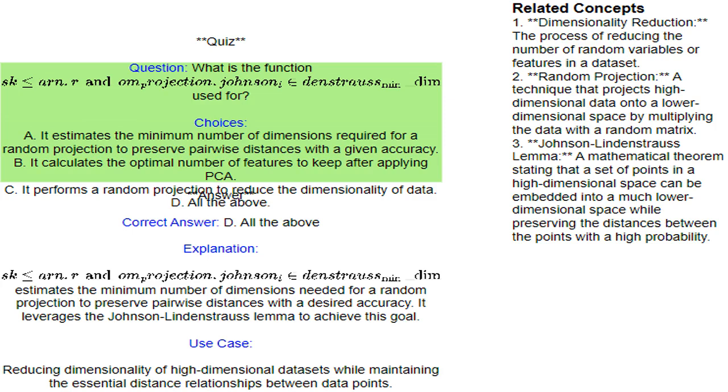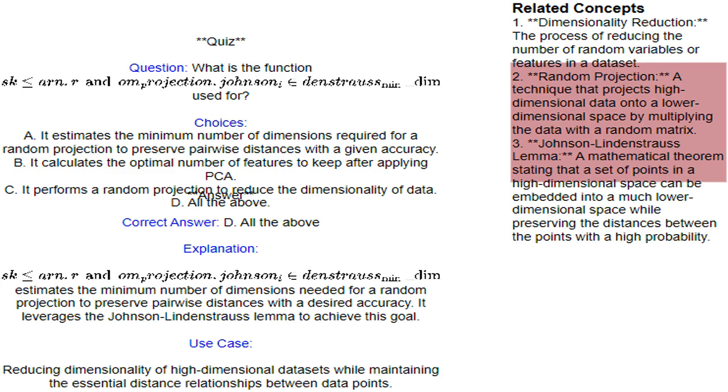Correct answer: D. All the above. Explanation: johnson_lindenstrauss_min_dim estimates the minimum number of dimensions needed for a random projection to preserve pairwise distances with a desired accuracy. It leverages the Johnson-Lindenstrauss lemma to achieve this goal. D. All the above.